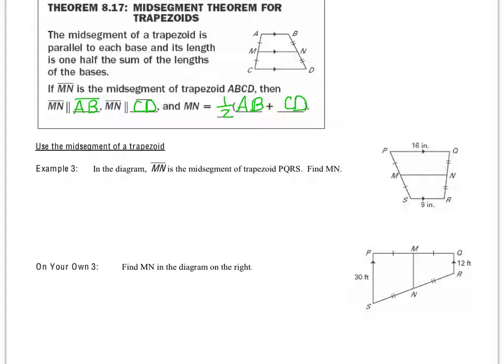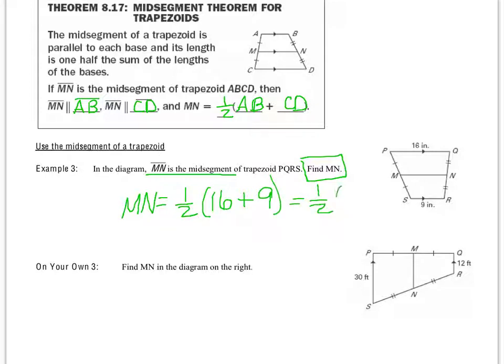This is example 3. In the diagram, segment MN is the mid-segment of trapezoid PQRS. So we're told right here, MN is the mid-segment. Here's my directions. Find MN. So I know that MN is going to equal 1/2 times the sum of my two bases, the top plus the bottom. So that's 1/2 times 25. So MN equals 12.5, and my units there would be inches.